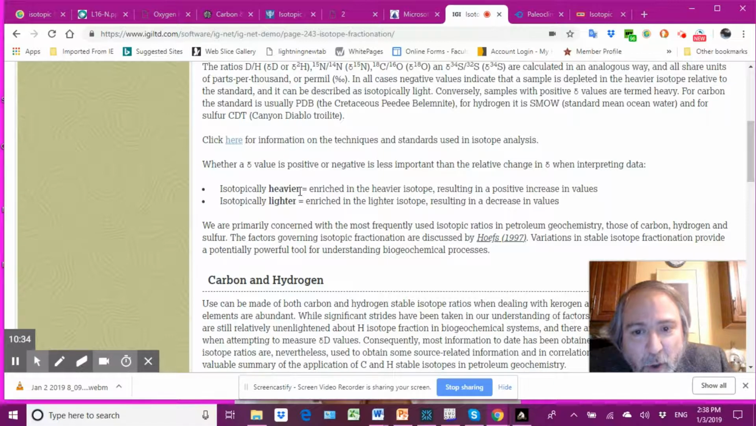So isotopically heavier means that the sample is enriched in the heavier isotope, resulting in a positive increase in values. The values go up. Now, it could go up from minus 2.5 to minus 2.2. Might still be negative, but the relative change is a change of positive 0.3. That's the important thing. Isotopically lighter are samples enriched in the lighter isotope, and that can result in a decrease in value. So you might go from minus 2.5 to minus 2.7. The change is minus 0.2. Okay.